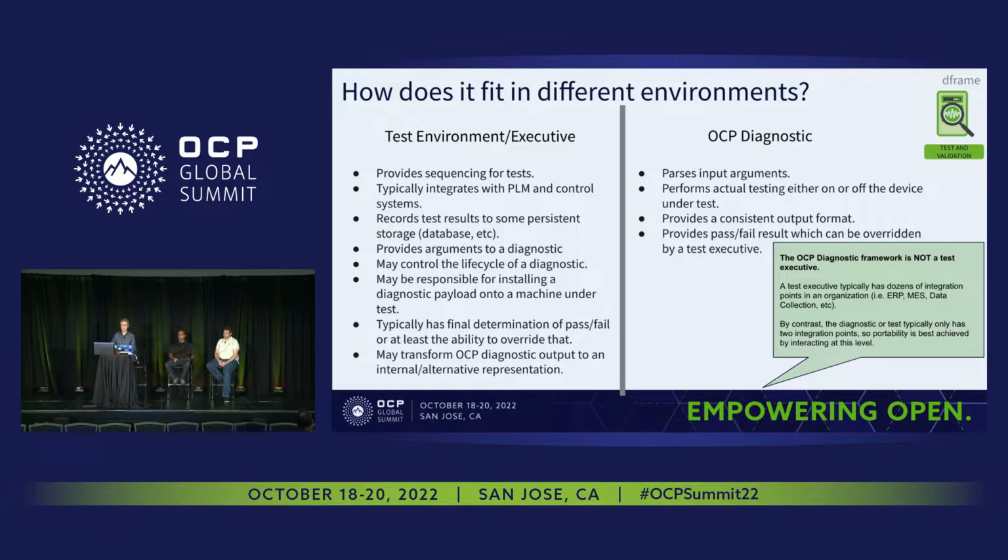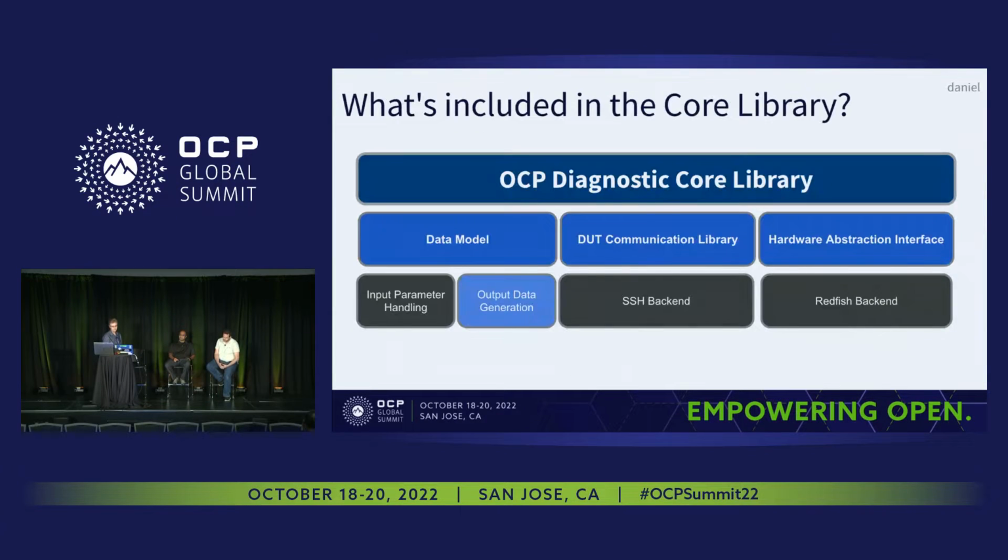On the OCP diagnostic side, it's a lot simpler. Its main job is to actually perform the test, whether that be on or off the device. It also handles taking all the input arguments that determine how to control the diag in a standard way, and then providing that output information in a consistent, streamable format. Finally, it provides pass and fail information as well, but we may override that from the test executive. So at this point, I want to turn it over to Daniel, and he's going to talk about all the different components that make up the OCP Core Diagnostic Library.